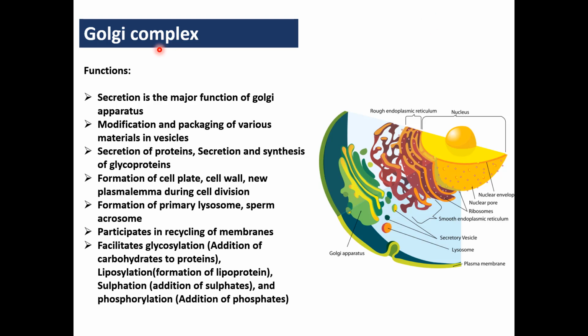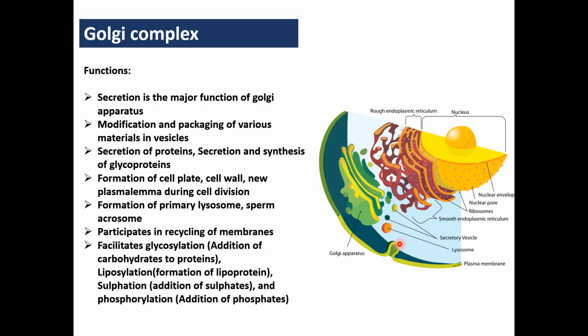Next, we have the Golgi complex, which is present both in plants and animals. Secretion is the major function of the Golgi apparatus. Then, the modification and packaging of various materials in the vesicle. So, Golgi is composed of tubules and vesicles. So, the modification and packaging of various materials happens in the vesicles.